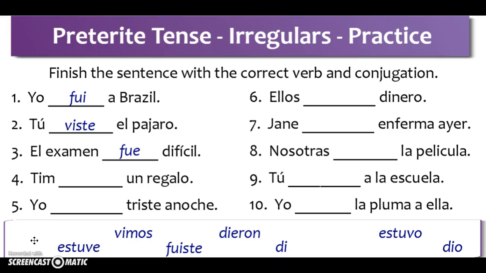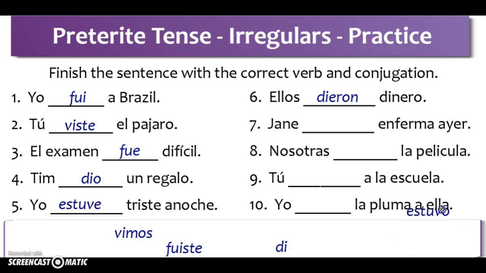Regalo is a gift, so if Tim gave a gift, Tim dio un regalo. Yo estuve triste anoche. I was sad last night, but that's over now. They gave money. Ellos dieron dinero. Jane was sick. Estuvo is our answer, because ayer is our clue.